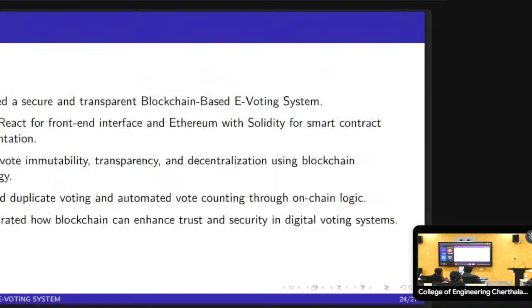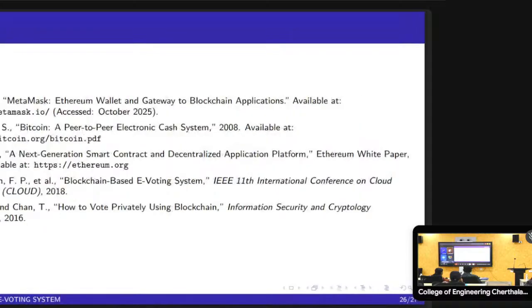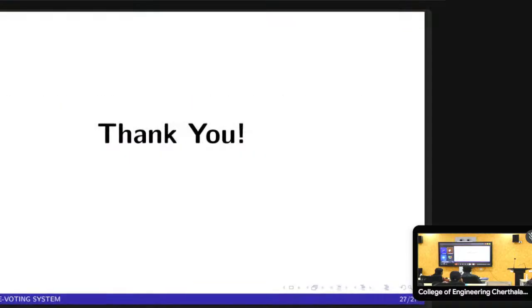And the conclusion of this project is that the system prevents vote tampering and ensures transparency. This is the reference. And thank you for your attention.